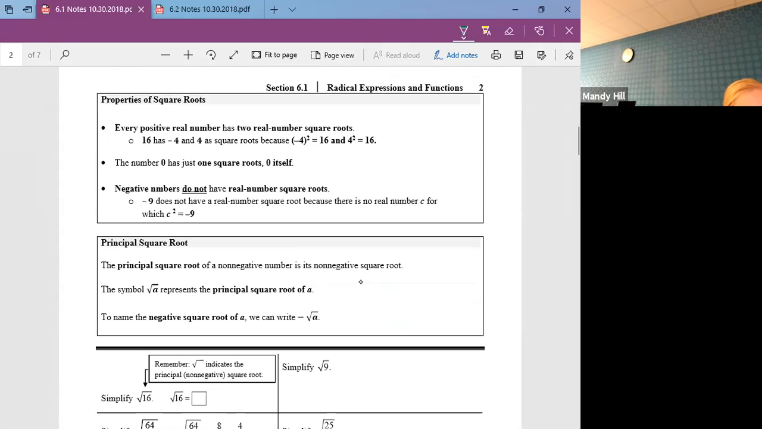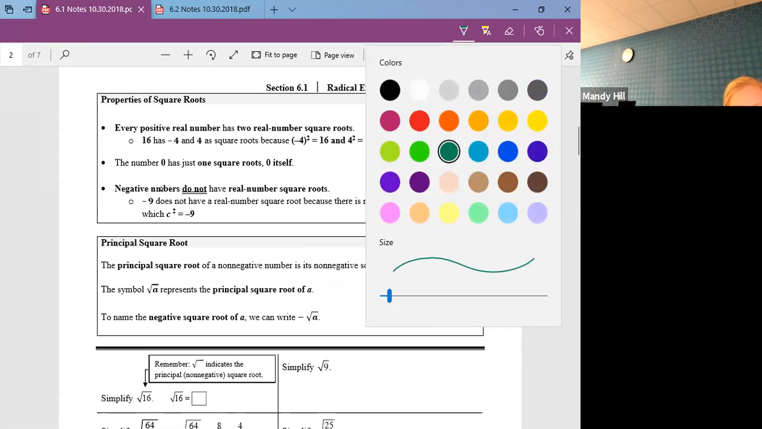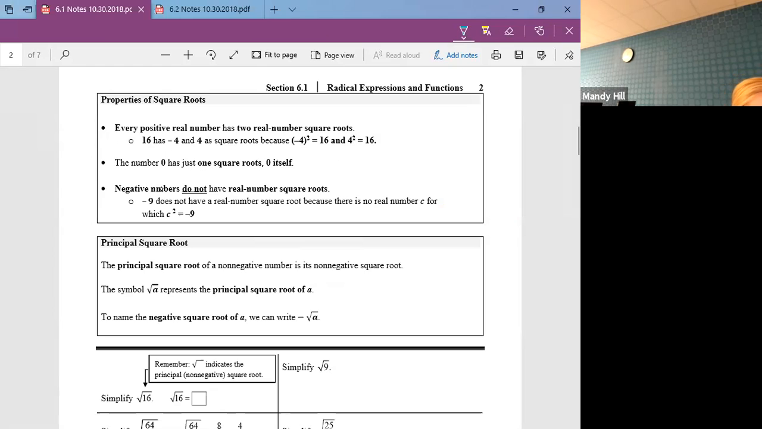Okay, every positive real number has two real number square roots. 16 has a -4 and a +4 as square roots because -4 squared is 16 and 4 squared is 16. The number 0 has just one square root, and that's 0. Negative numbers, this is important. Negative numbers do not have real number square roots.